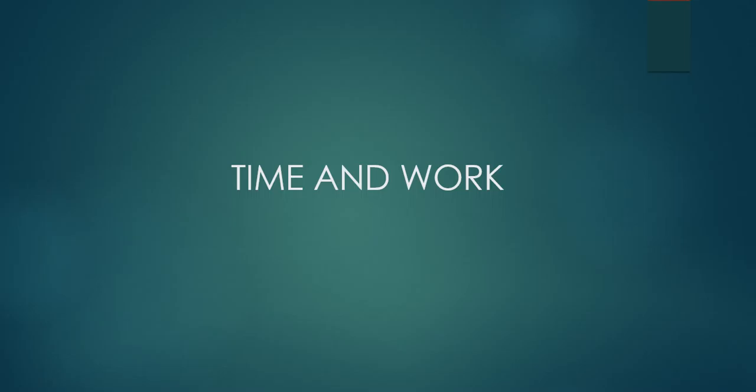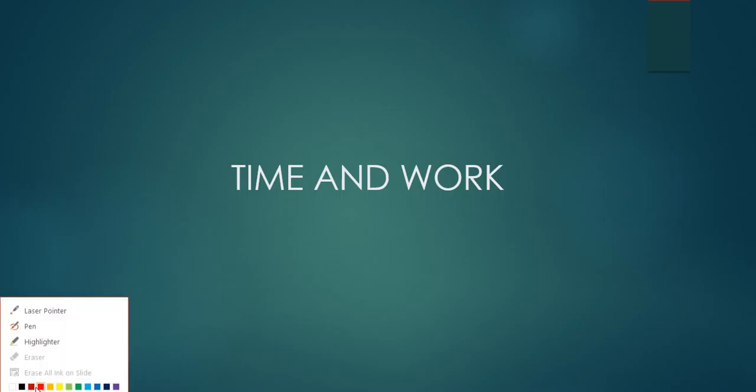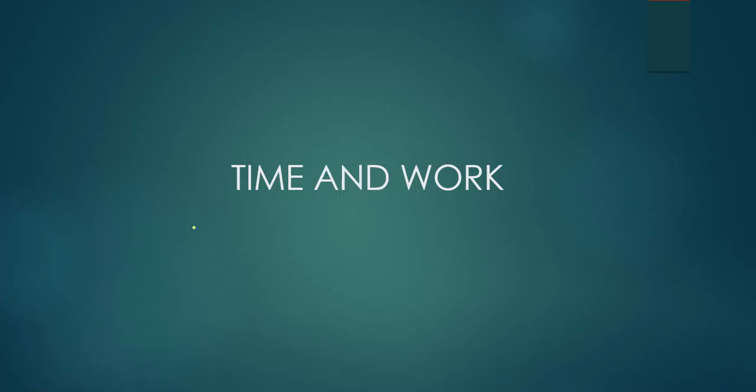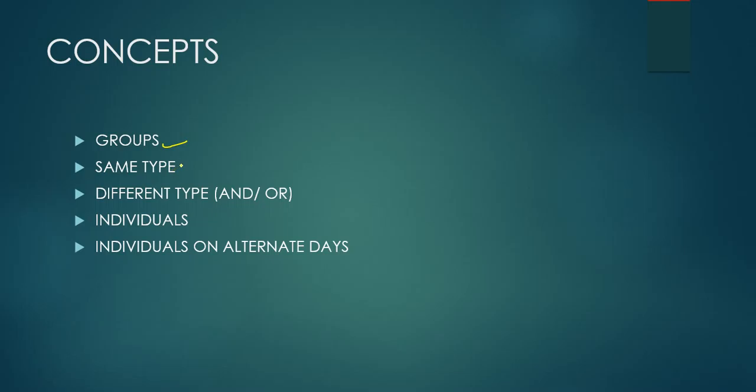See, coming to time and work. In time and work, the concepts are groups. It means like 10 people can do a work in 20 days, that kind of stuff. Groups can be of the same type and different type. In different type, you will see that 10 men and 5 boys kind of stuff. Individuals and individual on alternate days.